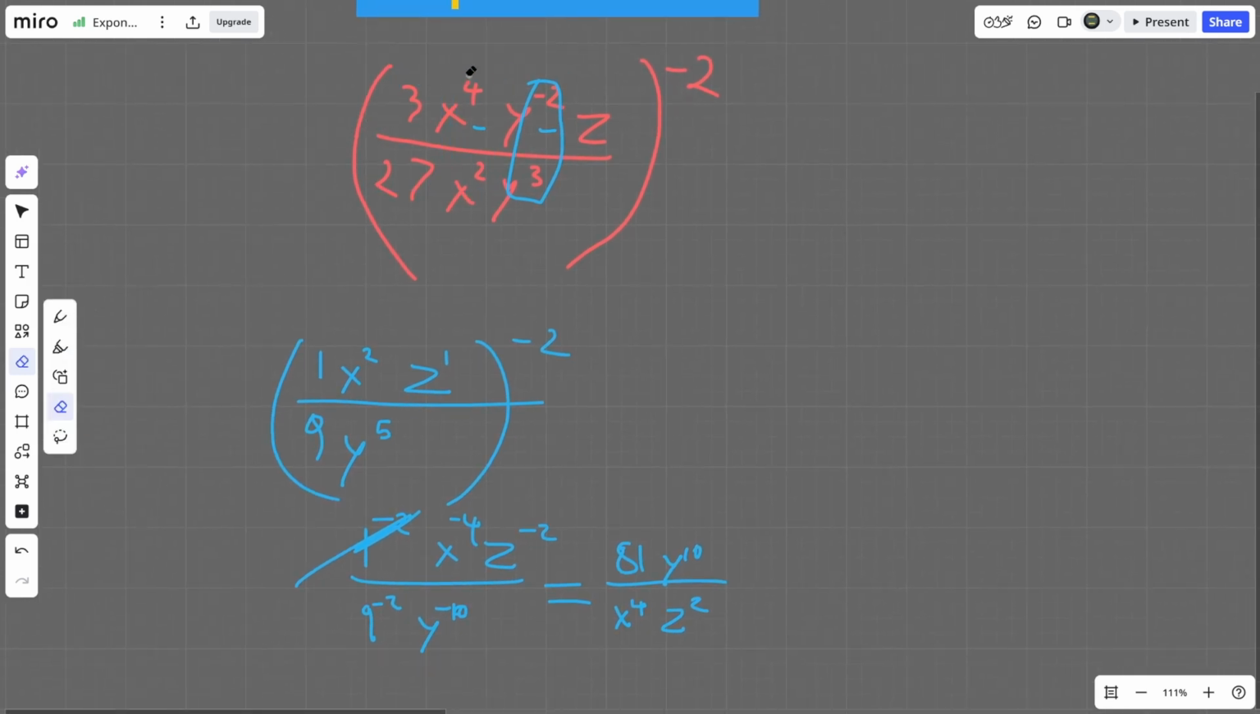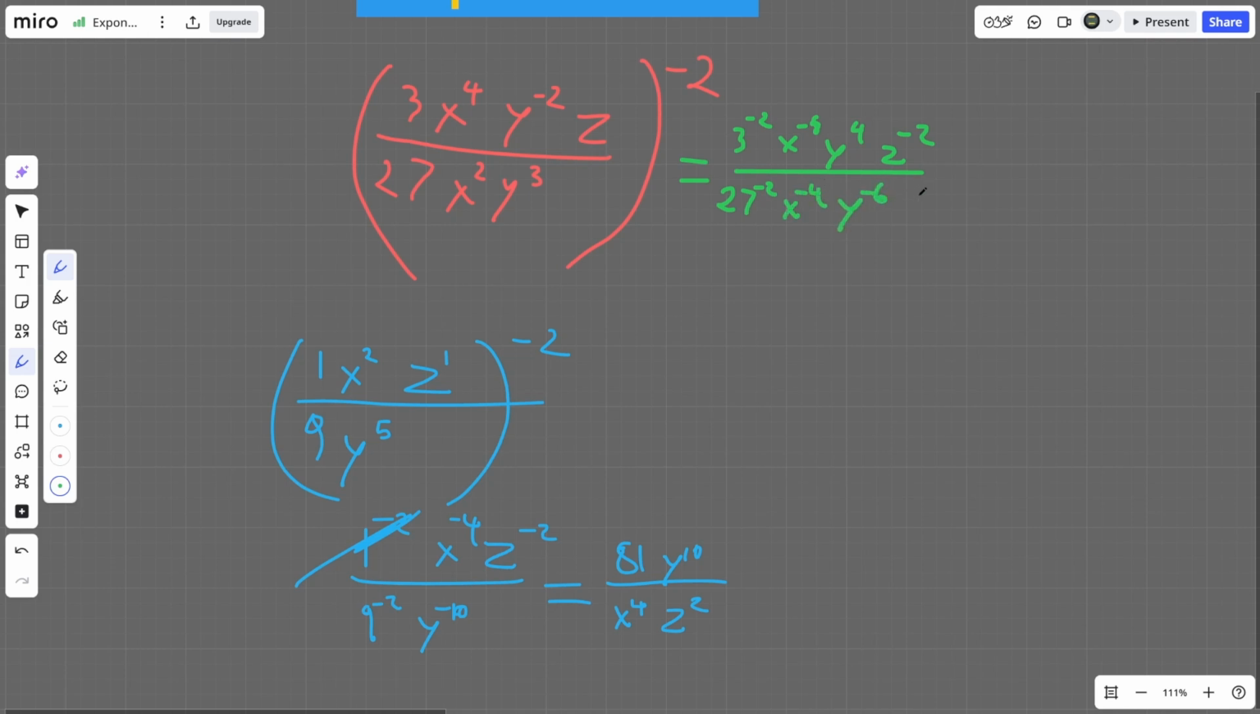You could, however, also apply the negative 2 to everything first. Or in fact, you could also just apply the negative to everything first and flip the whole thing and then apply the 2. In fact, that might be easier. But let's just apply the negative 2. 3 to the negative second, x to the negative eighth, y to the fourth, z to the negative second, 27 to the negative second, x to the negative fourth, y to the negative sixth.